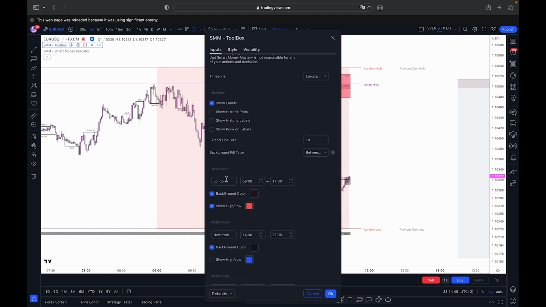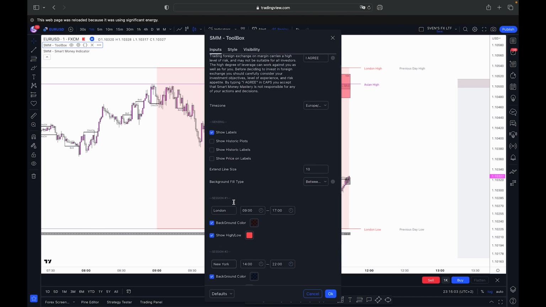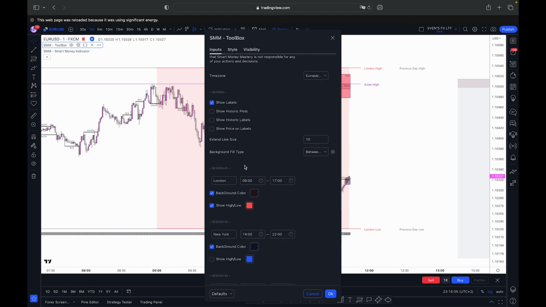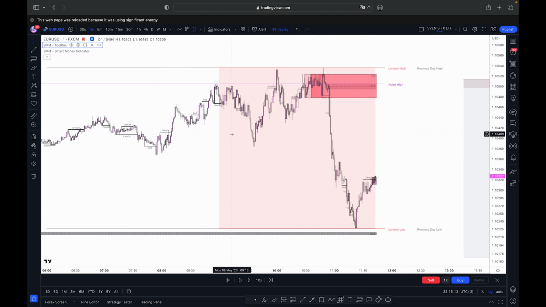You're now able to customize the session names according to your own preference. So if you want to call it London Amsterdam session or New York Dallas session or whatever, you can do that by yourself. What we've also changed is that you can fill the background between, for example, the London high and the London low. So it looks a bit cleaner.